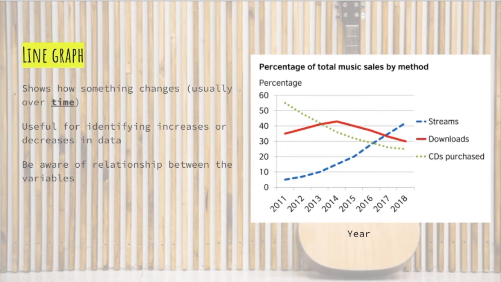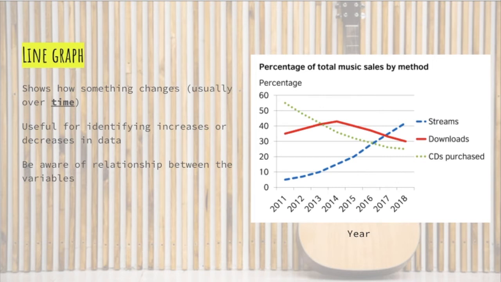Note that the title, axis labels, and scale again are all identified. Note that this graph is titled Percentage of Total Music Sales by Method. Based off of the title, we can infer that this data will compare different methods of selling music from 2011 to 2018. The scale is used to compare numerical values between data sets, and in this case is numbered from 0 to 60%.